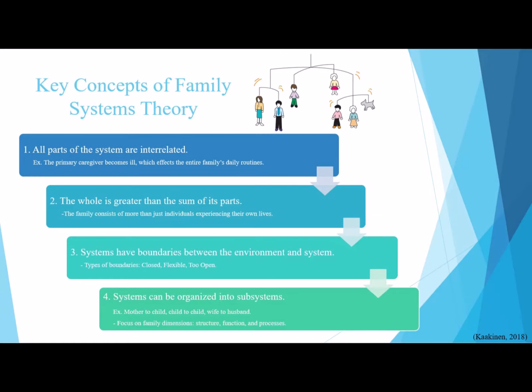Key concepts of the family systems theory include all parts of the system are interrelated. Therefore, if one part of the system is influenced, then all parts are altered. Such is the case if one individual family member becomes ill. The entire family will be affected by this occurrence.